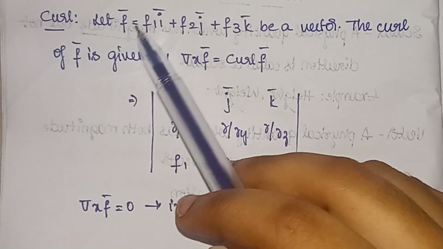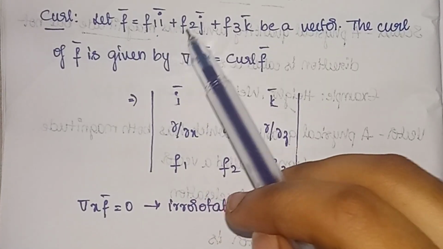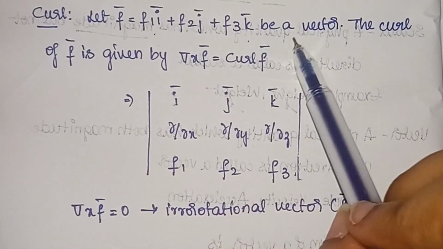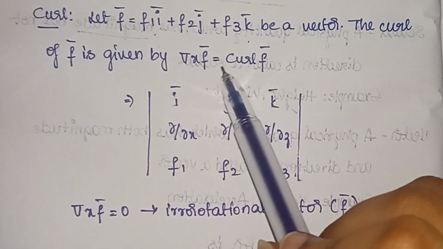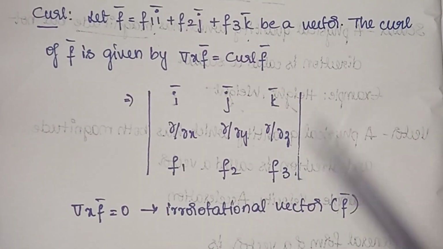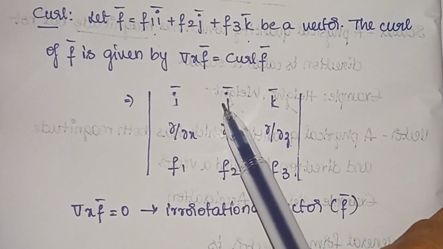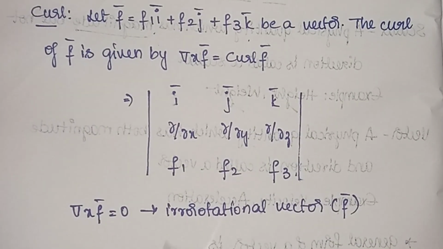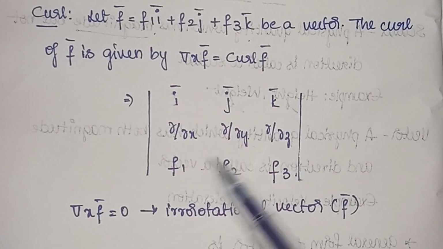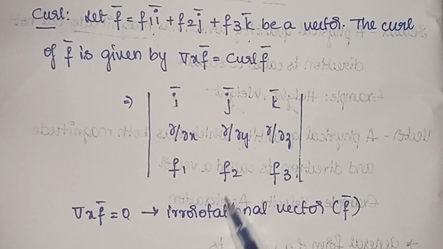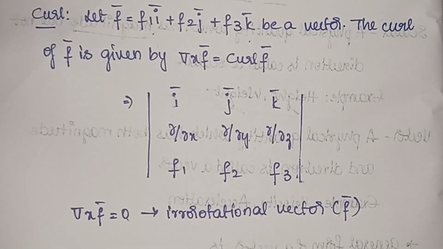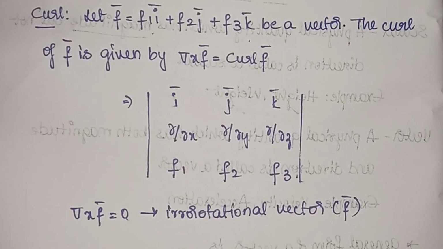Curl. Let F bar is equal to f1 I bar plus f2 J bar plus f3 K bar. This is a vector. When this vector is given, how do we find out the curl? It is given by curl of F bar, which means we will find the determinant where the first row is I bar, J bar and K bar, the next row will have dou by dou x, dou by dou y, dou by dou z, and the next row f1, f2 and f3. So while solving curl, if your value is equal to 0, then it is called an irrotational vector. So you need to memorize all these things if you want to solve the problems in this vector calculus.